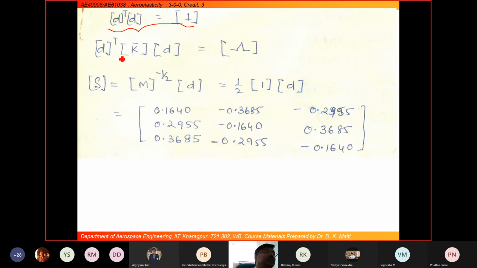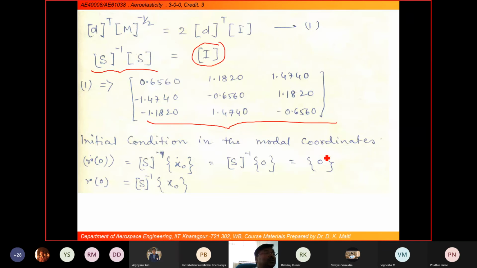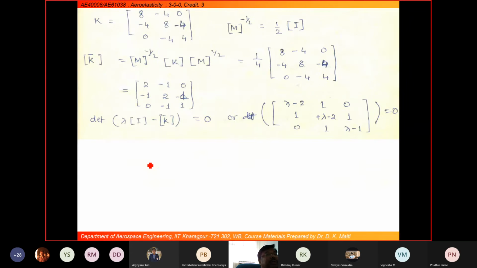I can check this d matrix again. D transpose d should be unity, and d transpose k bar into d is lambda. And S, the transformation matrix, we get as M to the power minus half into D. After substituting the values, we get this S matrix. So we can check it here: S transpose S should be equal to unity, and D transpose M inverse will give us this value. And from equation 1, after transforming, we will get this equation from the first equation, whatever we have taken.